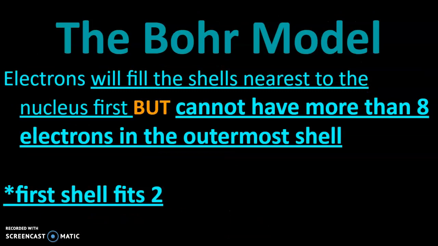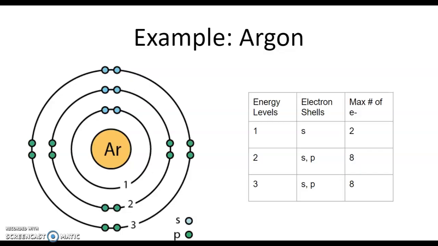Because there is energy involved, electrons will fill the shells nearest to the nucleus first, where there's the least amount of energy, but it cannot have more than 8 electrons in the outermost shell. You may recall that these are what we call valence electrons. So let's go back to our model right here, argon. In the first energy level, the electron shell here is going to be called S. And if you count right here, in the S there are only 2 maximum electrons in this first shell.